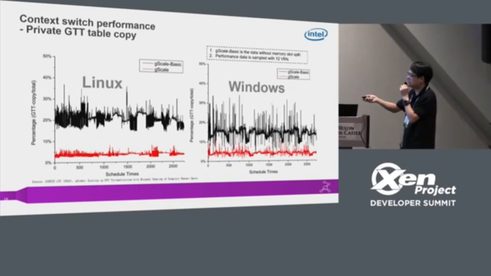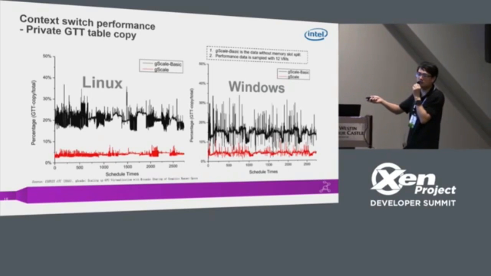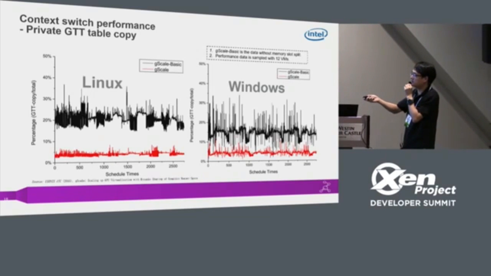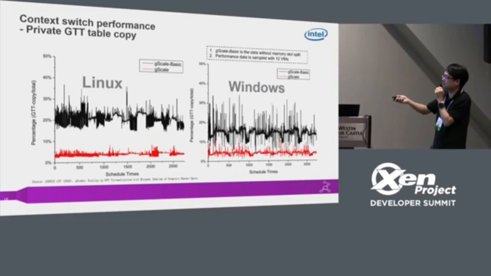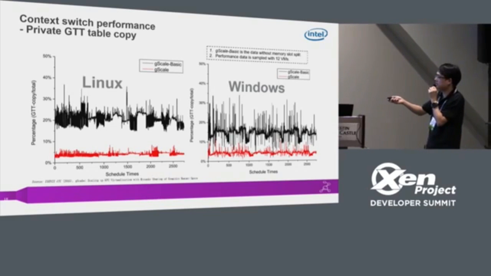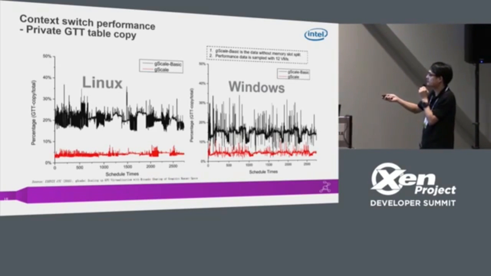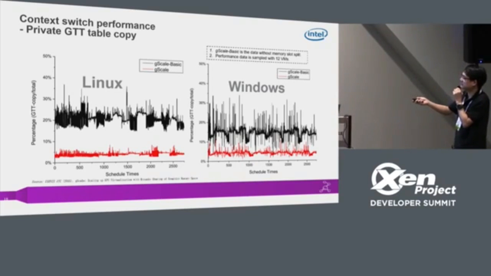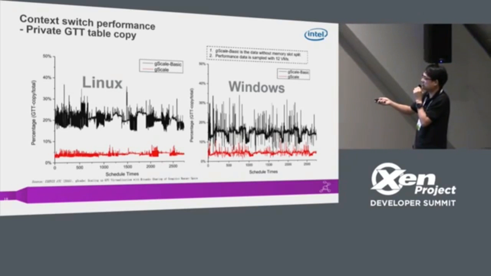our total performance penalty is around 5% compared to the scheduling of VM switch. Without these optimizations, it is up to 20 or 30%. And on the Windows side, it's similar. With this optimization, it's much better than without it.